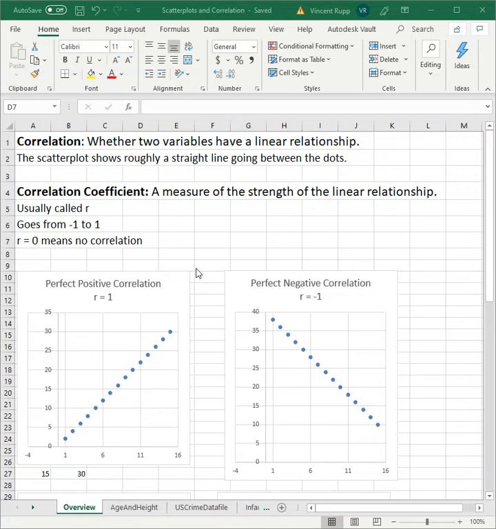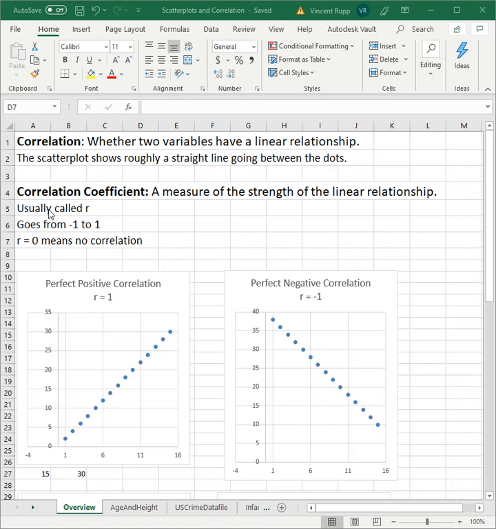In this video, we're going to look at a bit of an overview between correlation, the correlation coefficient, and what we see in a scatter plot. So the word correlation in a statistics sense means just whether two variables have a linear relationship. So if you look at a scatter plot, it will show roughly a straight line going between the dots. So that is, you're not looking at every single dot, you're just looking at the overall relationship when you read from left to right.